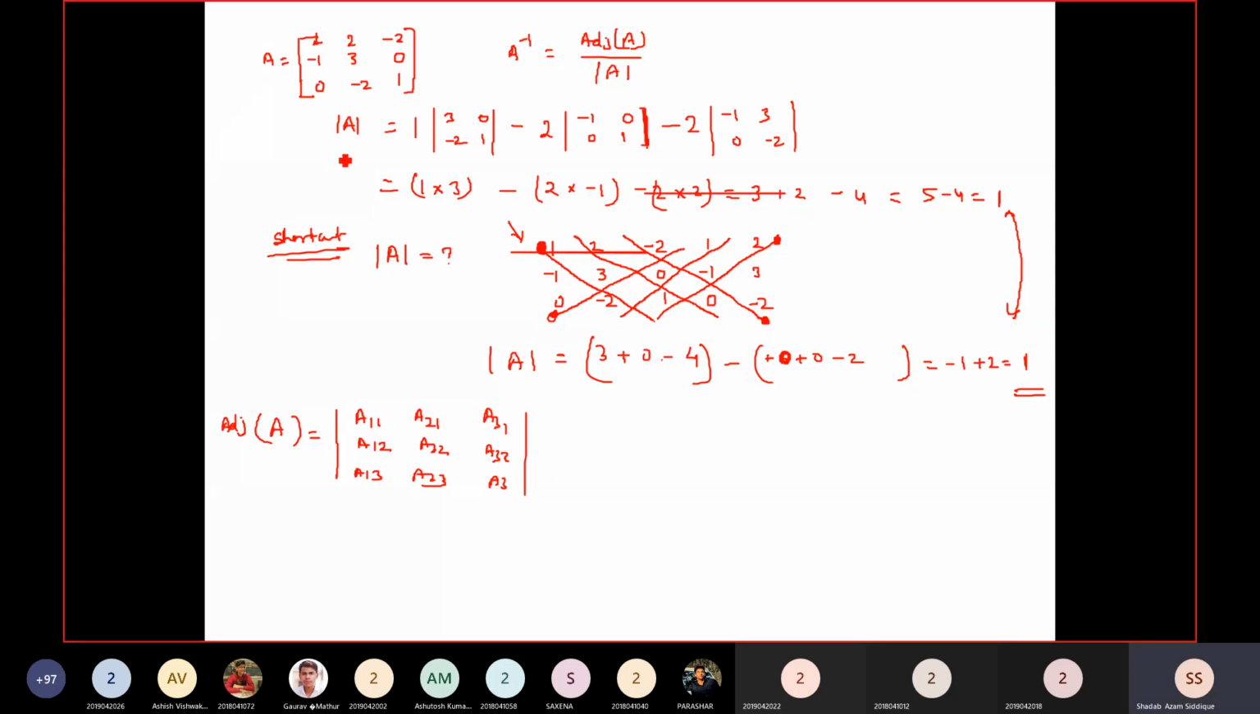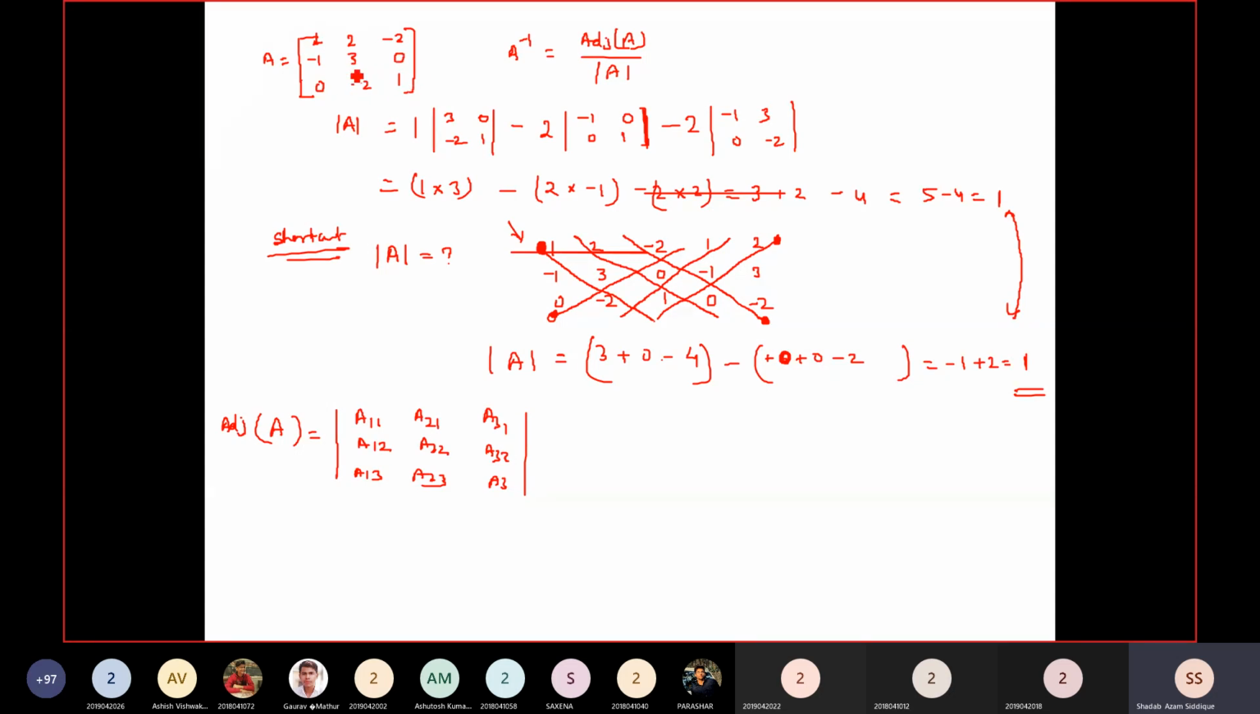So see here, if you are considering this A11, A11 means this element is A11. So this row will be eliminated and this column will be eliminated. So what is the adjoint?